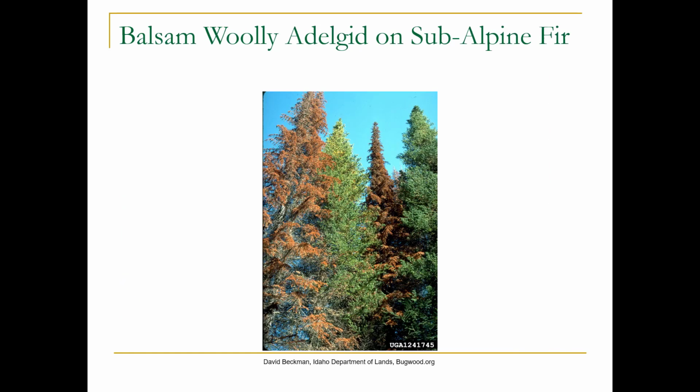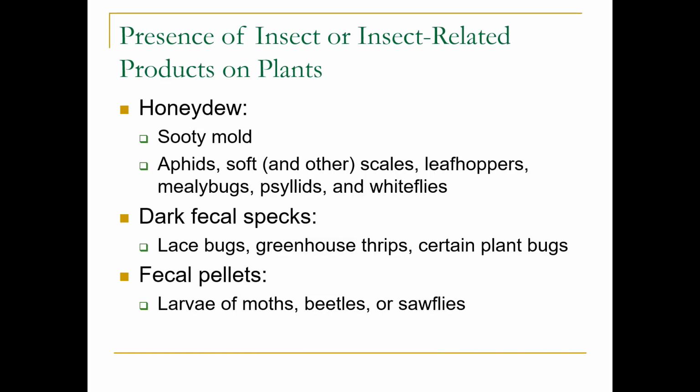Balsam woolly adelgid on subalpine fir, which, you know, it's already got problems when it's down here. It should not be grown in the Seattle area. It really should be up at an elevation. So just one more problem that it's going to get down here.